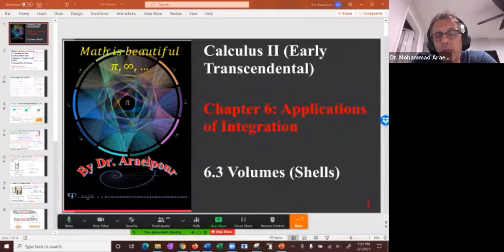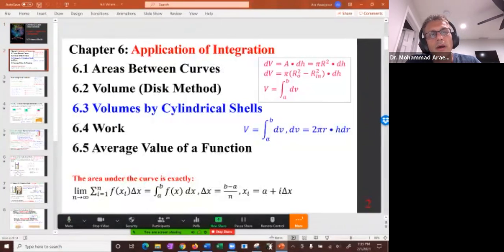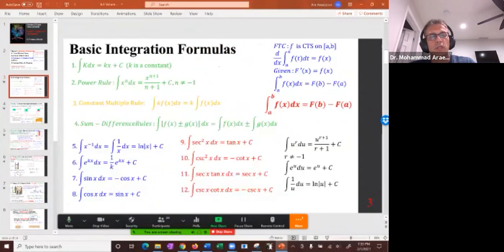Good evening, class. We are looking at section 6.3, and this is being recorded. We covered the first section, area between curves, the second one, volume, the method of disk, and now we're going to go with the cylindrical shell. We need to be comfortable with basic integration formulas.